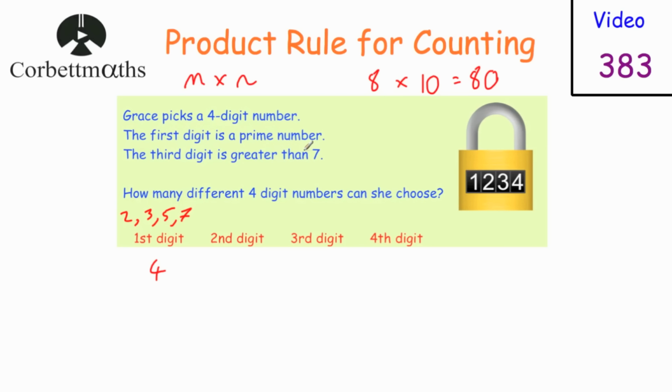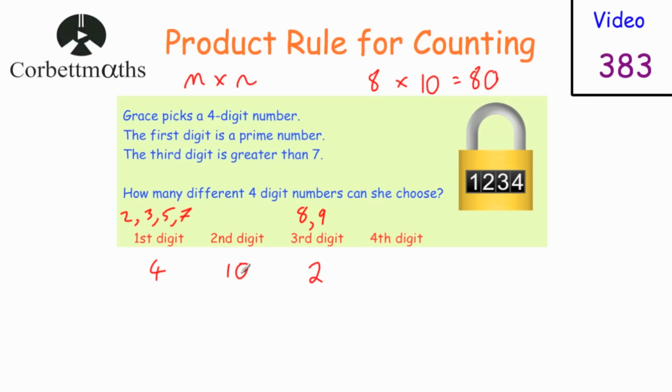The third digit is greater than 7, so that could be an 8 or a 9. We can't have 10 because that's got 2 digits. So the possible digits are 0, 1, 2, 3, 4, 5, 6, 7, 8, 9, and 8 and 9 are the only two that are greater than 7. Because it's greater than, we're not going to include 7 itself. So there's 2 possible digits we can choose for the third digit. In terms of the second digit and the fourth digit, we've not been given any rules for those. That means they can be any of the 10 digits. It could be 0, 1, 2, 3, 4, 5, 6, 7, 8, 9.